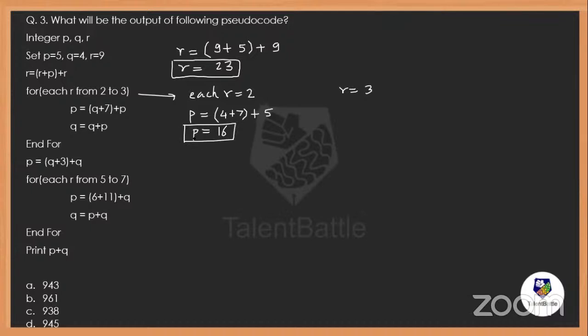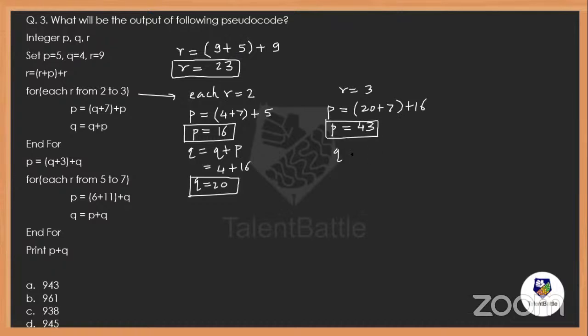Updated value. Then calculate the next Q. Q is equal to Q plus P. Current value of Q is 4 plus updated value of P is 16. So we got Q is equal to 20. Then second iteration, when R is equal to 3. Again, calculate P is equal to the updated value that we have to use, 20 plus 7 plus 16, is equal to 27 plus 16. That comes out to be 43. So P is equal to 43.